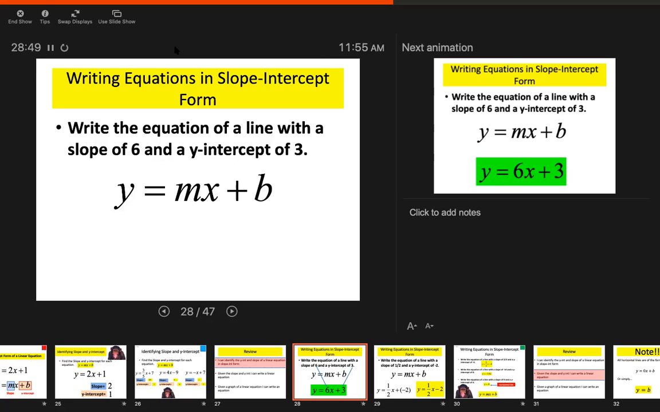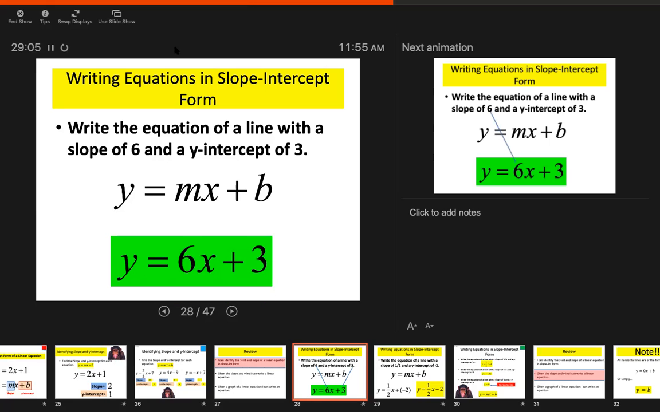M is a German word. That's why M stands for slope, but not S, because we would think S should be the letter for slope. M is slope, B is your y-intercept. So it says I got a slope of 6 and a y-intercept of 3. Make sure you put it in the form of y equals mx plus b. There's no buts here. That's literally what they're going to have you do. Done.